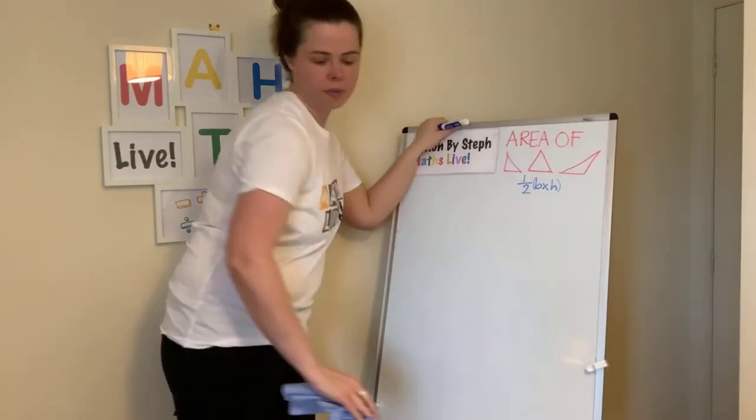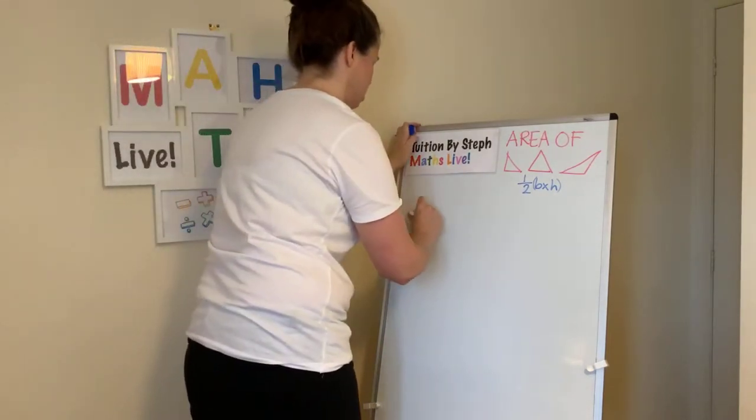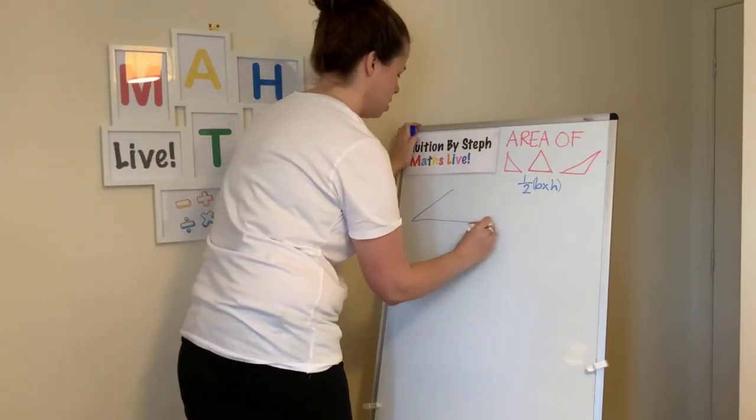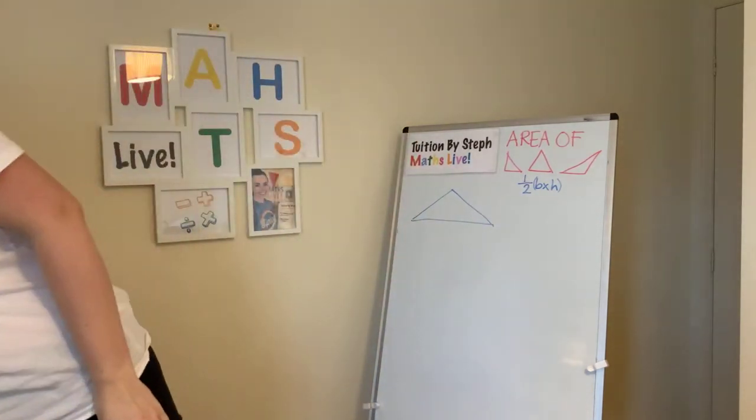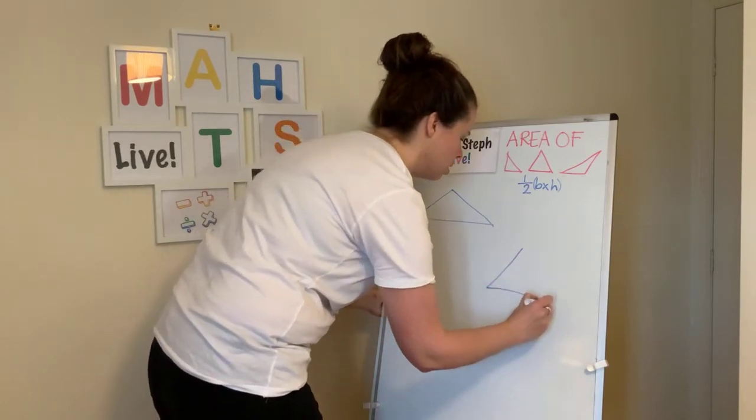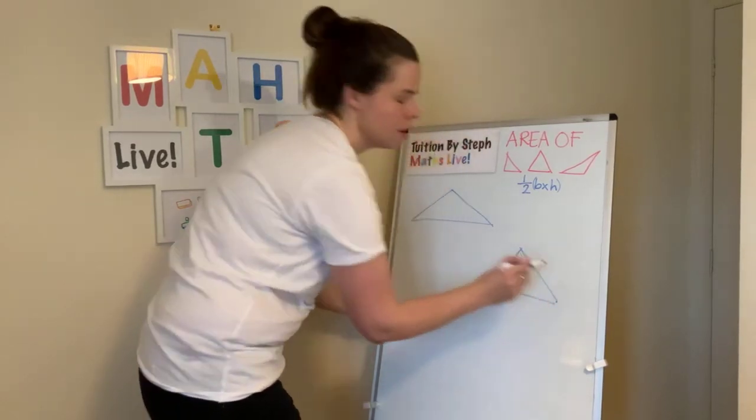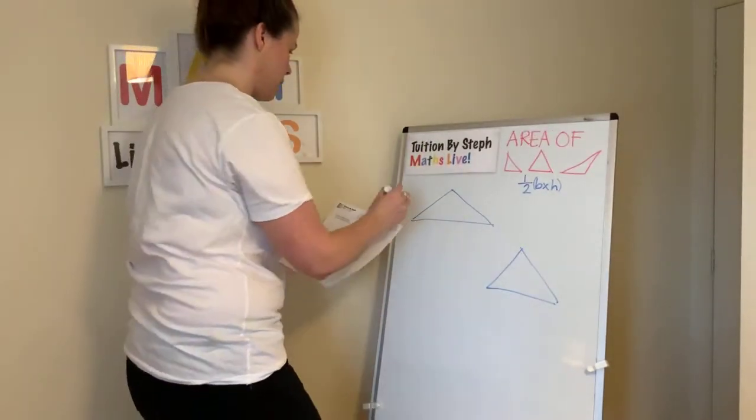Right, your go. So I'm going to give you another isosceles triangle that's a bit long and thin like that. And I'm going to give you one that's a bit higher. Okay, right, grab my sheet. So if you've got the sheet, you can write these in the missing gap.